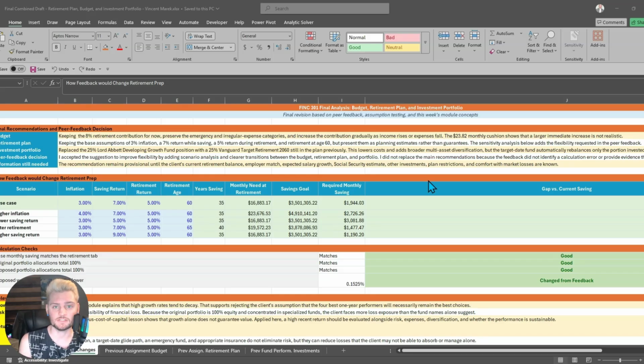My final recommendation is to keep the 8% contribution, increase it gradually, make the proposed fund change, and update the plan when more information becomes available about the client.